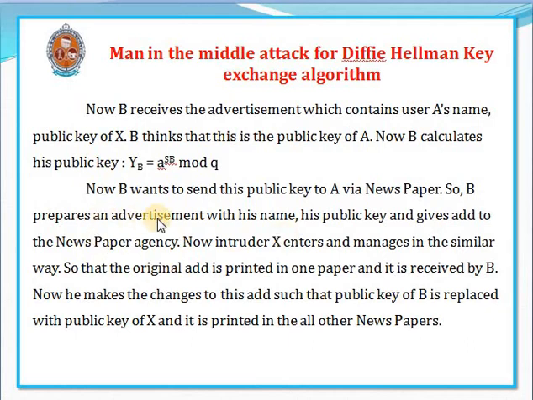So B prepares an advertisement with his name and with his public key and gives the ad to the newspaper agency. Now again the intruder X enters and manages in a similar way, so that the original ad is printed in only one version and all other versions are modified. Here also the intruder makes changes to the ad such that the public key of B is replaced with the public key that was generated by X, and it is printed in all other newspapers.